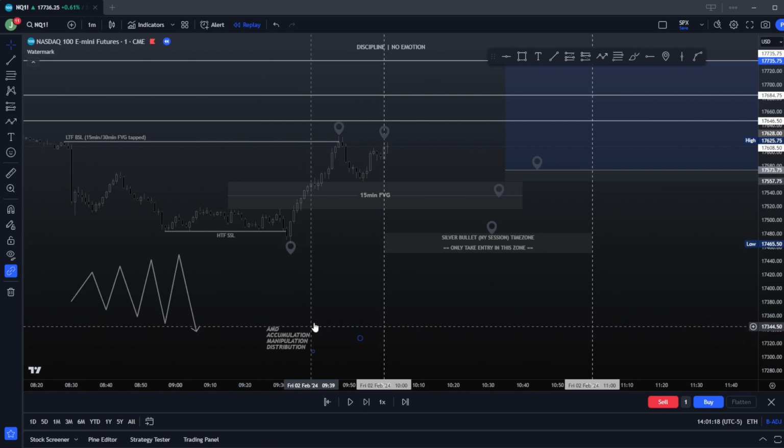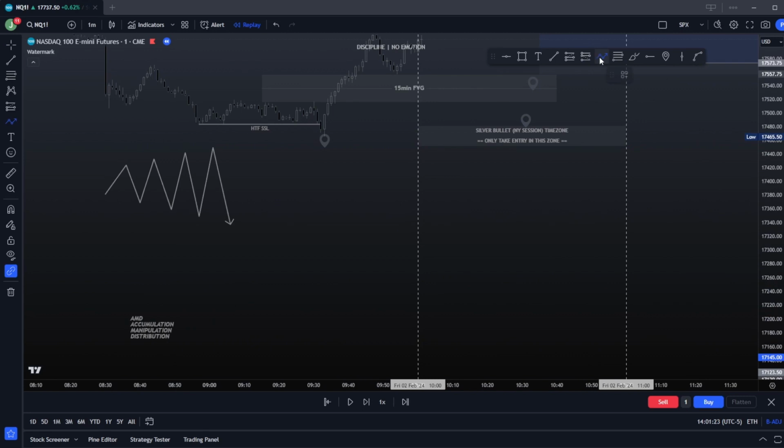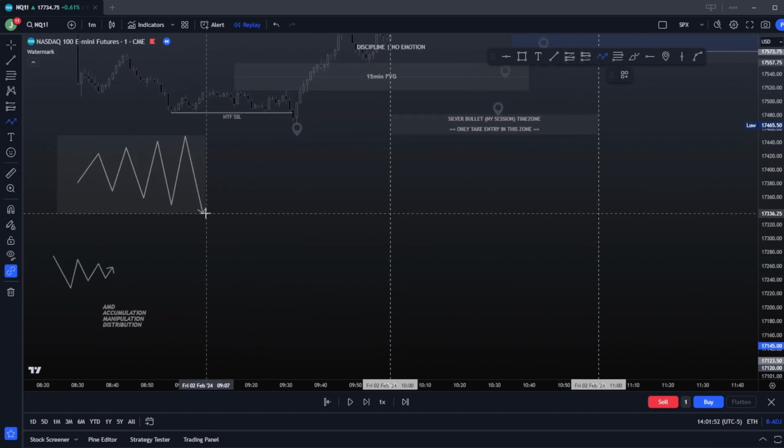Okay, so what the AMD model kind of looks like, you'll see how this fits. But this right here, accumulation. This is our accumulation. It's what accumulation looks like, and it can look like different things. It could look like a seek and destroy profile, or it could just be trading in a range, something like this. Just some sort of consolidation, accumulating orders, and then you have manipulation.